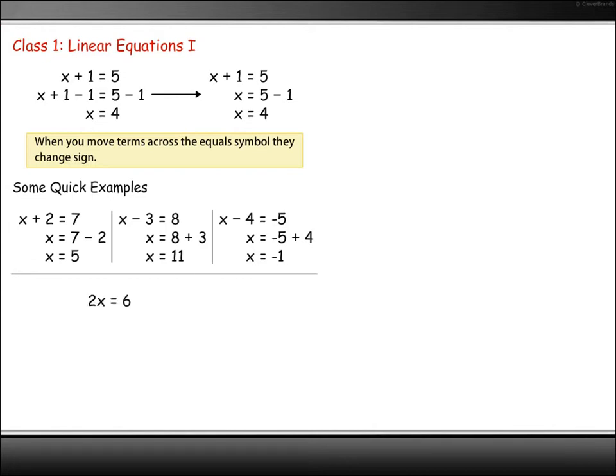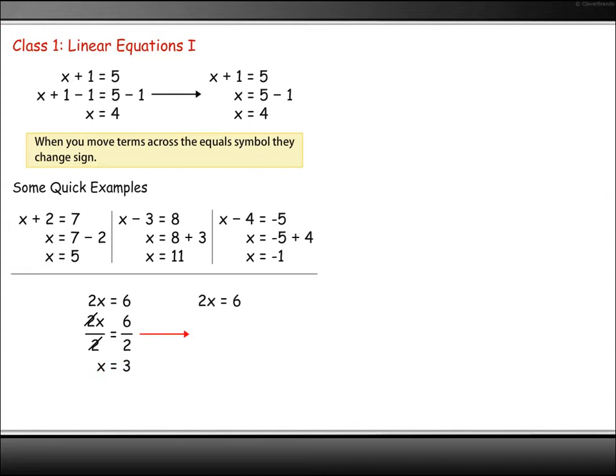Moving on to a different type of linear equation. Solve 2x equals 6. You can get the x on its own by dividing both sides by 2. Remember, whatever you do on one side, you must also do on the other. The 2's cancel on the left-hand side, leaving you with x, and on the right-hand side, you get 3. Therefore, x equals 3 is the solution.